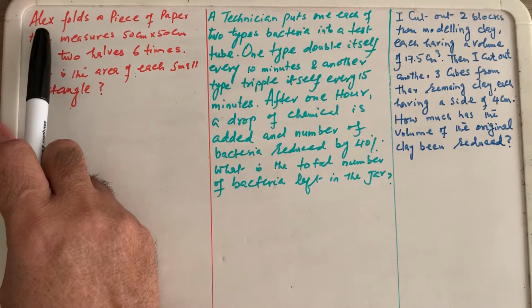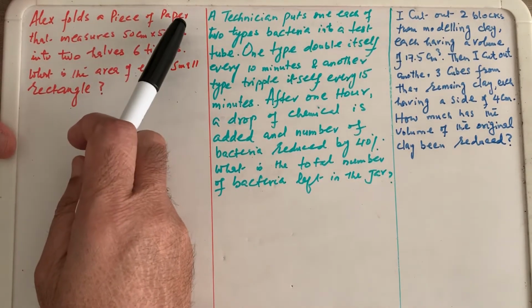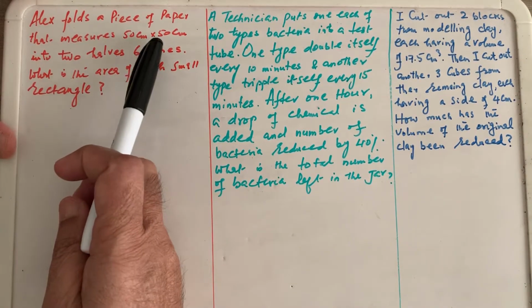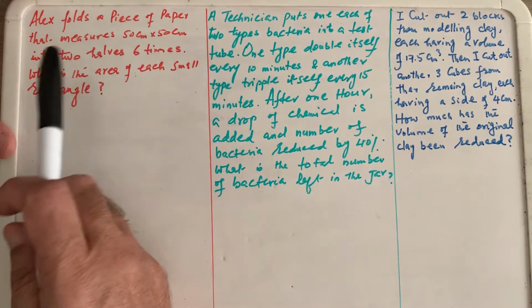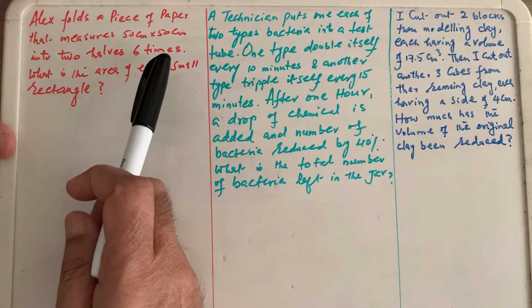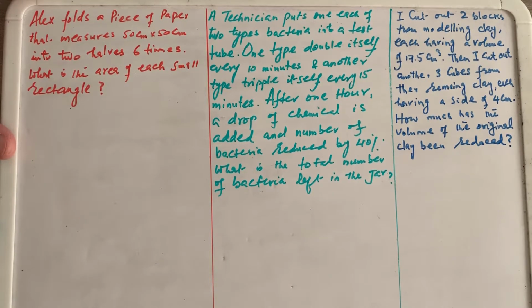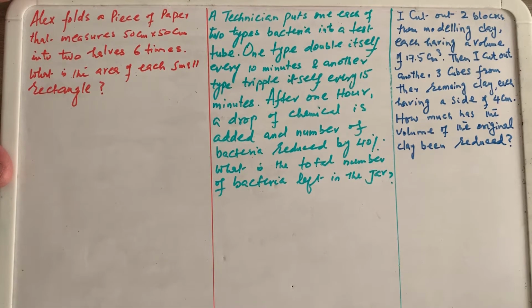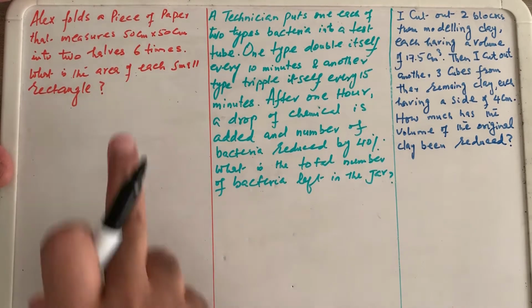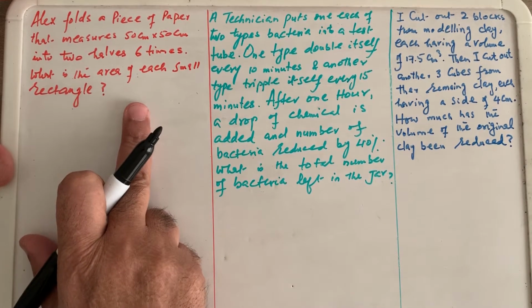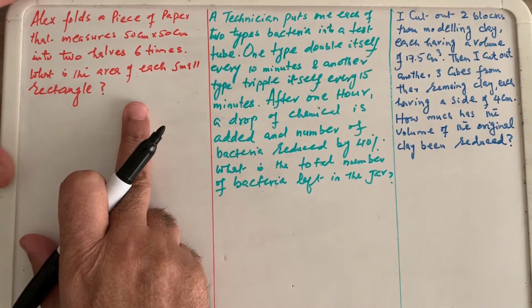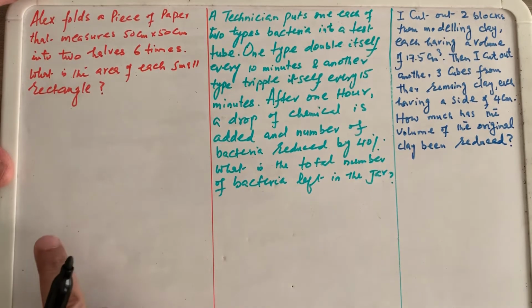Number one is Alex folds a piece of paper that measures 50 centimeter by 50 centimeter into two halves 6 times. What is the area of each small rectangle? So what is Alex doing? We have to write down a proper equation or proper integers which represent this statement, and then we have to solve that integral value.